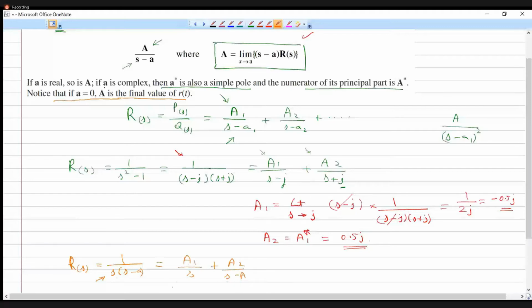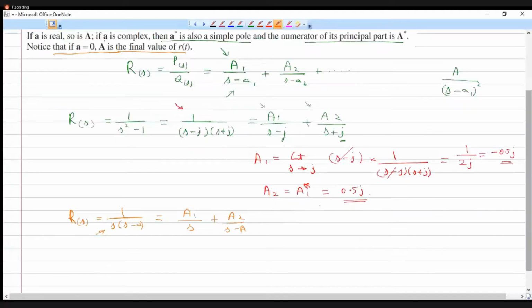Now I take the inverse Laplace transform of this. It will be a1 into u of t, because you already know that the inverse Laplace transform of 1 by s is u of t. So I can write it as a1 into u of t plus a2 into e power at, sorry, small a. So this will be the initial condition, and this will be the final value of r of t.